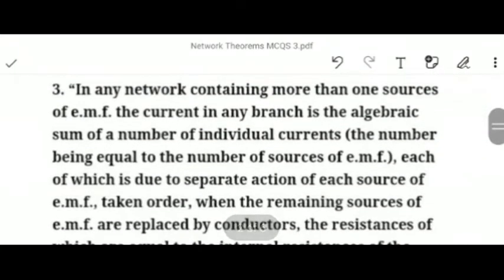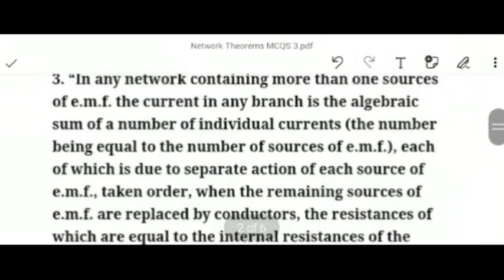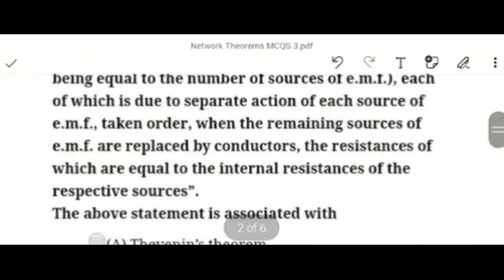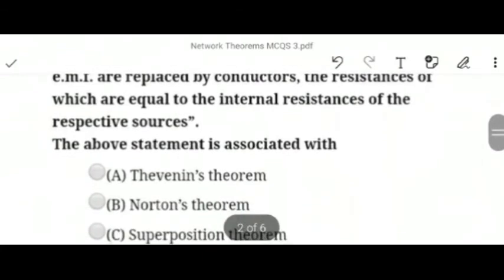Now in the third question, in any network containing more than one source of EMF, the current in any branch is the algebraic sum of a number of individual currents, being equal to the number of sources of EMF, each of which is due to separate action of each source of EMF taken in order, when the remaining sources of EMF are replaced by conductors, the resistance of which are equal to the internal resistance of the respective sources. The above statement is associated with.